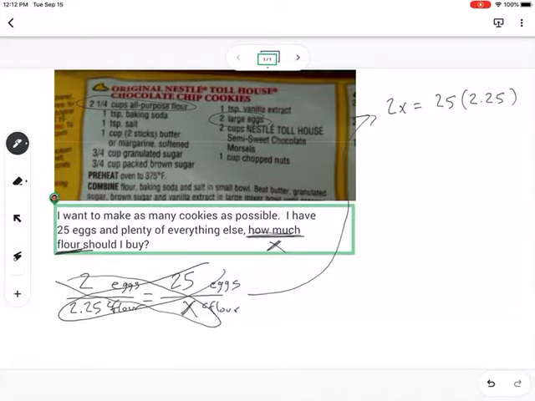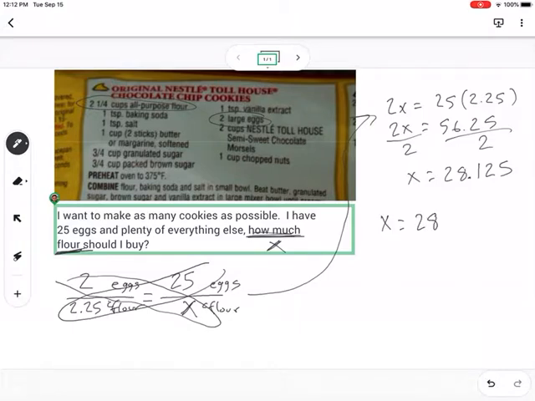So write down what you're going to punch in your calculator, and then here I am with my calculator, and I get 25 times 2.25 is 56.25. 2x equals 56.25, divide both sides by 2 to get x by itself. Now on my calculator, I'm going to divide by 2, and I get 28.125. I happen to know that 0.125 is an eighth, so that's 28 1/8 cups of flour.